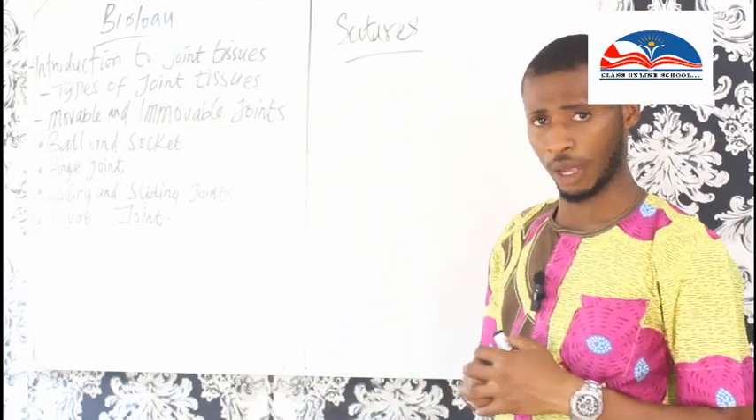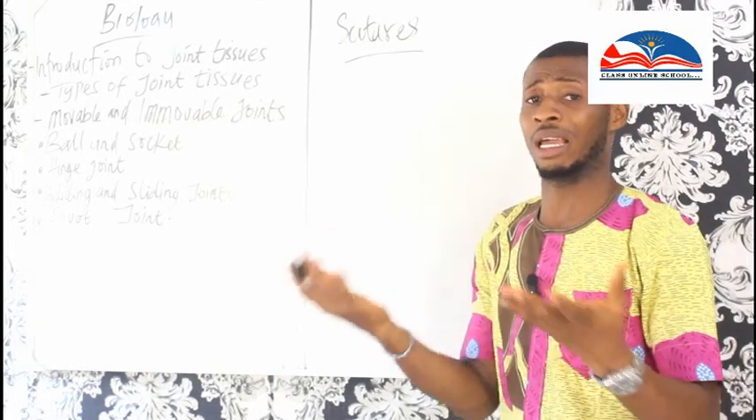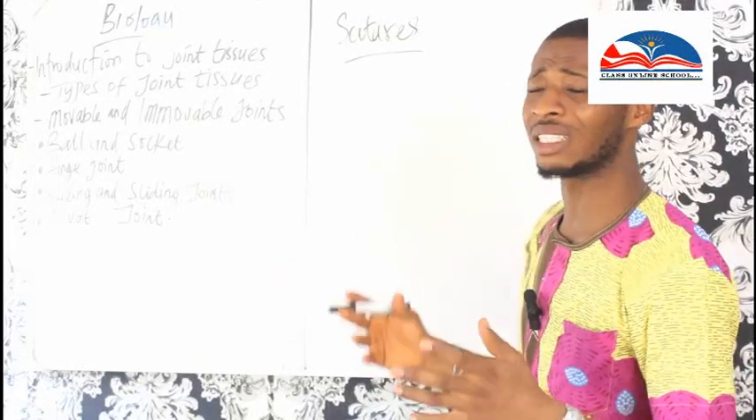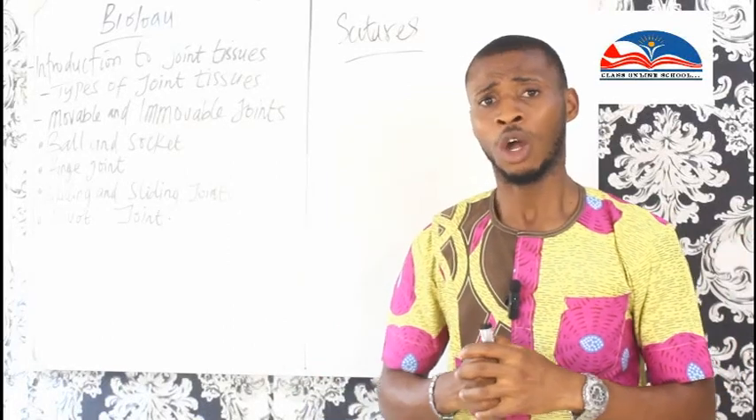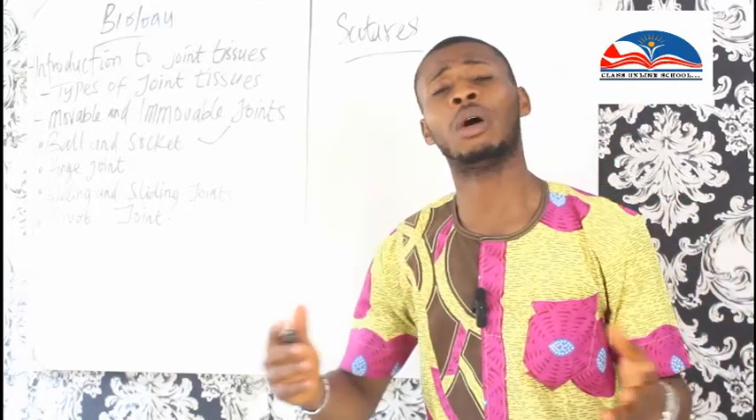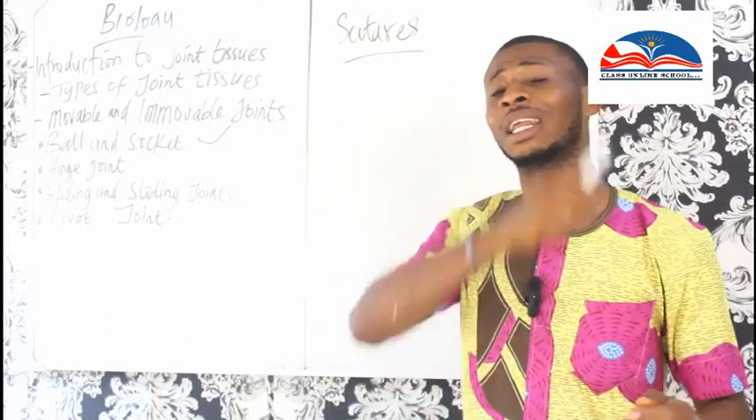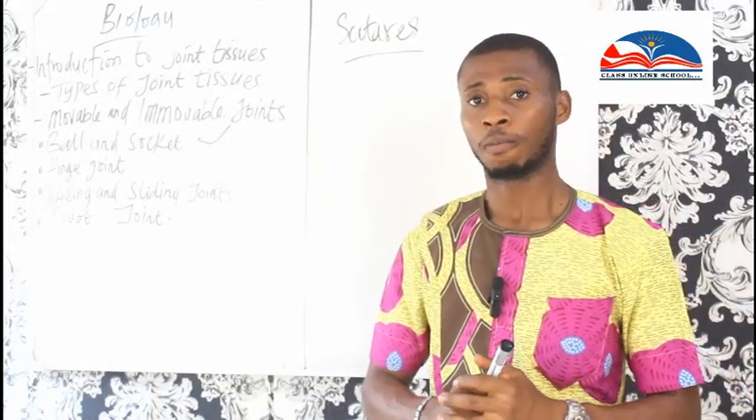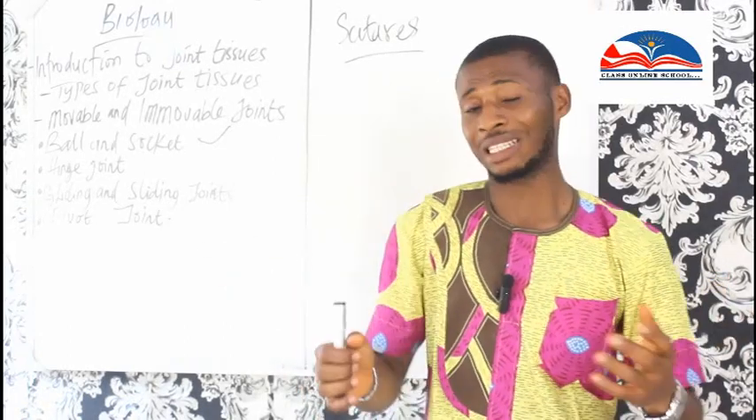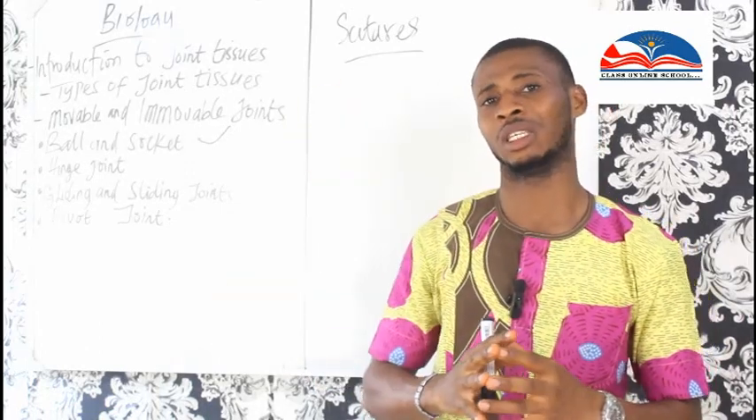Now, let's talk about movable joints. Movable joints are joints that can move. Like I said, they can move in different directions. We have them in some areas of the body. Let's talk about the first one, the ball and socket joints. The ball and socket joints have the capacity to move at 360 degrees. These are found in areas where they can move at an angle of 360.